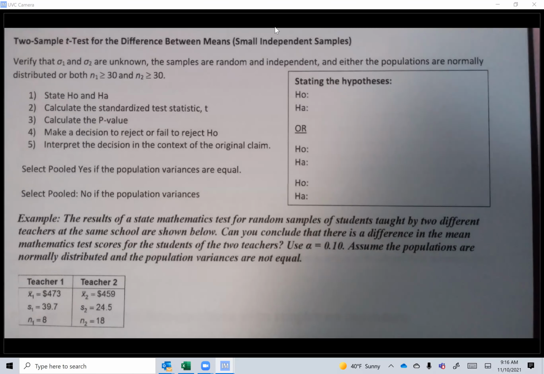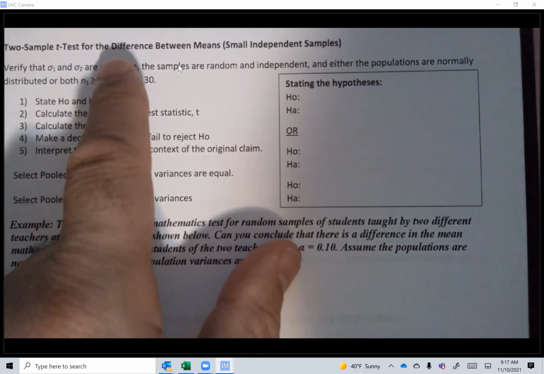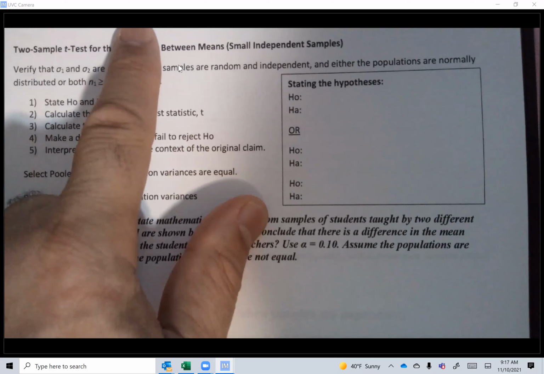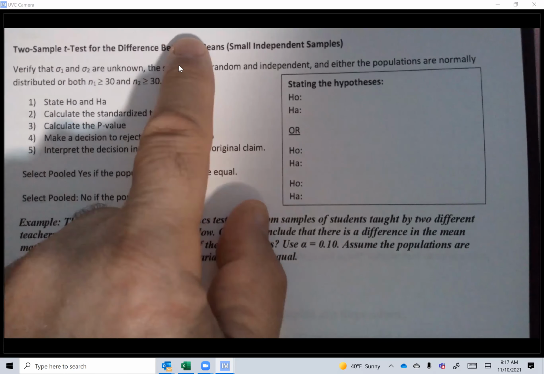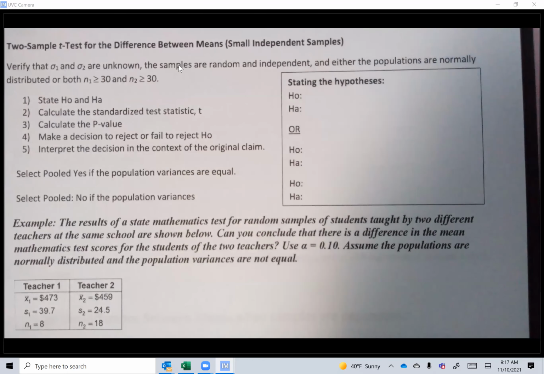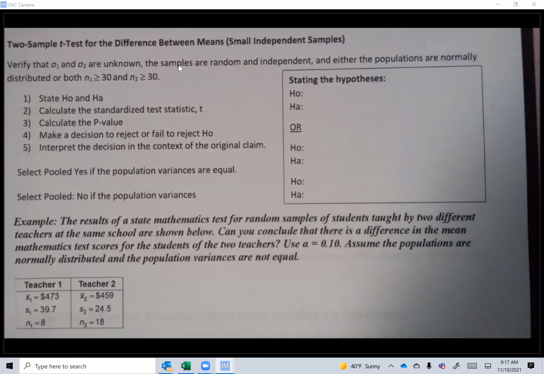What are the conditions of the two sample t-tests? They're very easy to verify, guys. Sigma 1 and sigma 2 are unknown. The samples are random. You can see right here. The samples are independent, and the populations are normally distributed, or the sample size must exceed 30. Okay.